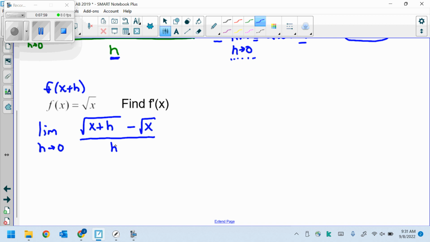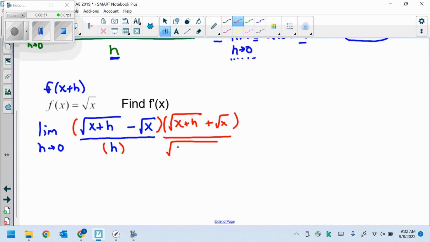Wow, what do you do with this? That last one was nice, and things just went away, and nothing's going away here. But if I put a 0 in place of the h, I am going to get 0 on top, 0 on the bottom. How do you handle 0 over 0? Well, one of the tools we had back in Chapter 1 for handling 0 over 0 in a limit, which is exactly what we've got here, is the conjugate. Square root of x plus h plus the square root of x. And on the bottom, square root of x plus h plus the square root of x.